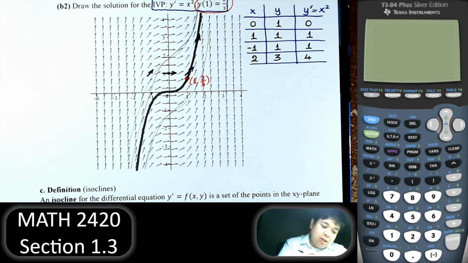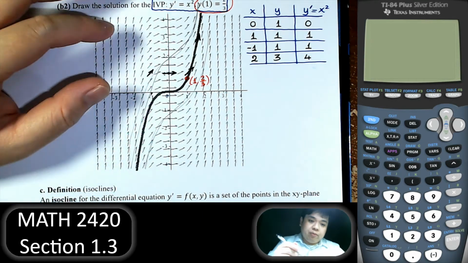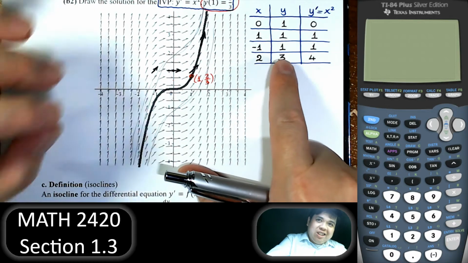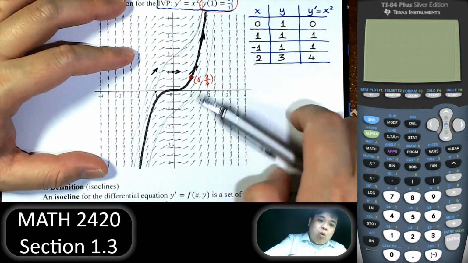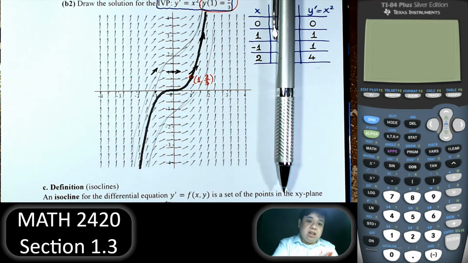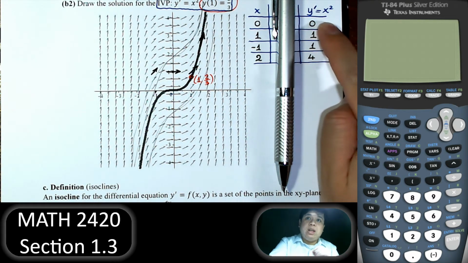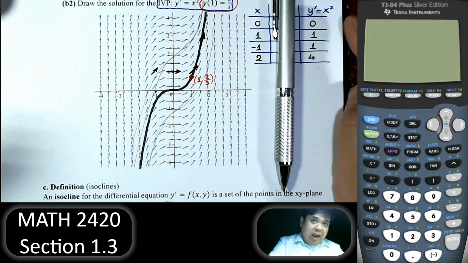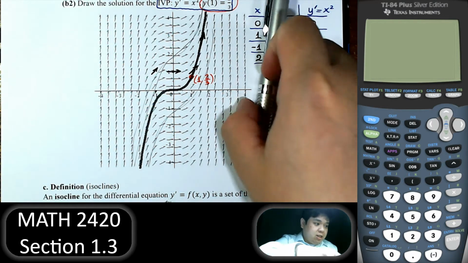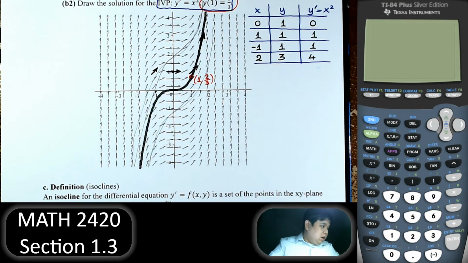So it could be a straight line, it could be anything. But in this example, y prime equal to x squared, you see that it doesn't matter what we choose for y. X is the determining factor here, because y prime, the slope, only depends on x. So everything on the vertical line has the same x values, therefore the same slope. You can see the isocline, I have a ruler, right?